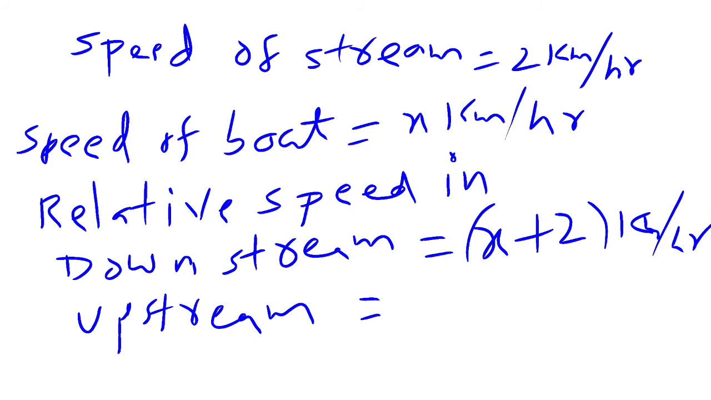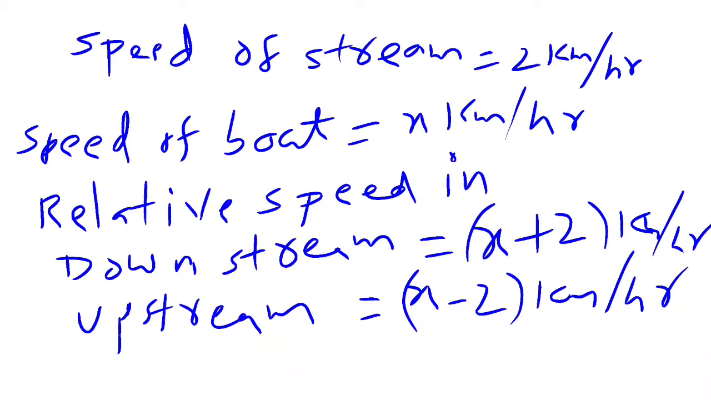And in the upstream the relative speed is the difference of the speeds, so x minus 2 km per hour. In the difference, the first speed should be greater. Generally the boat speed is greater than the stream speed, so that is why x comes in the first place and 2 is in the second place. So in the downstream the relative speed is the addition of the two speeds, and in the upstream the relative speed is the subtraction, the difference between the two speeds.